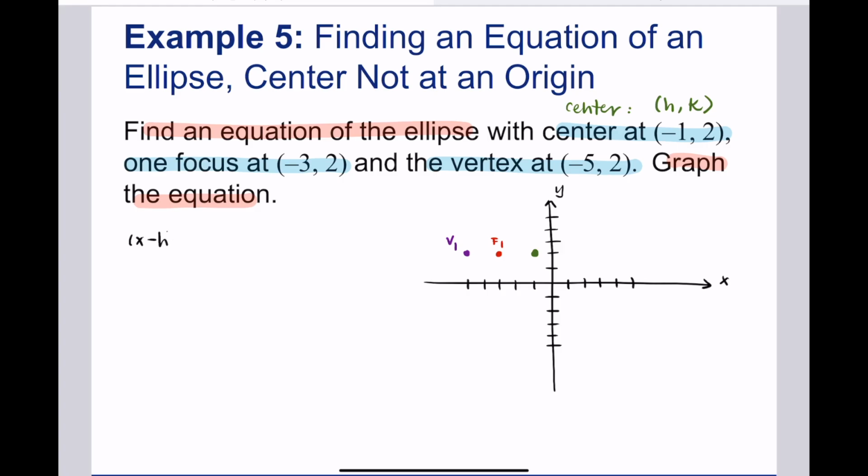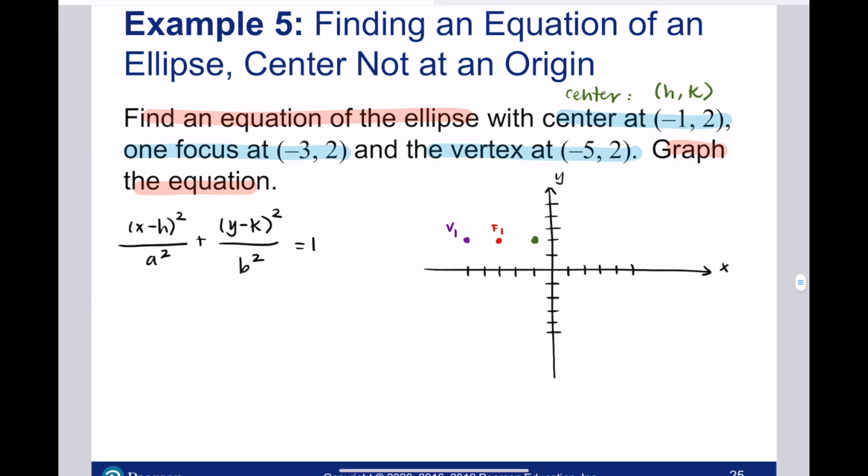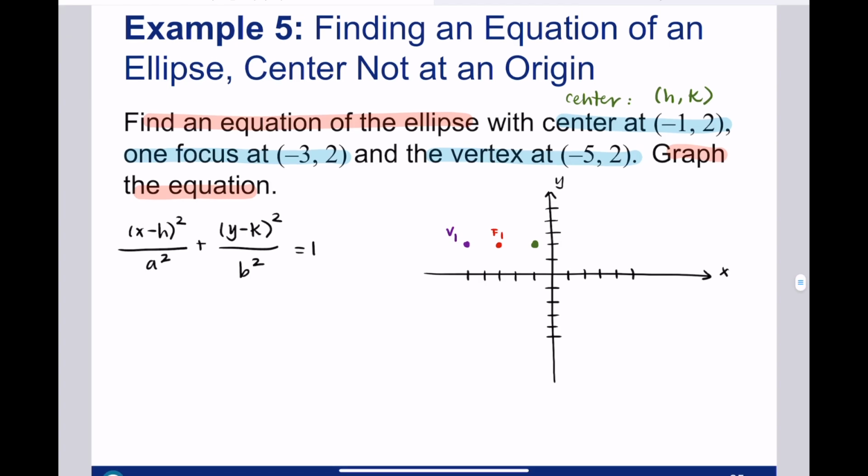So we'll have (x minus h) squared over a squared plus (y minus k) squared over b squared is equal to 1. And we want to find the equation of this ellipse, which means that we need to plug in our h, k, a, and b values. So let's see what we can gather from this information that we are given. We're told that the center is at h comma k, which is -1, 2, so we can plug that in. And we know that the distance from our center to the vertex is represented by a, so we could count it out and see what this distance is.